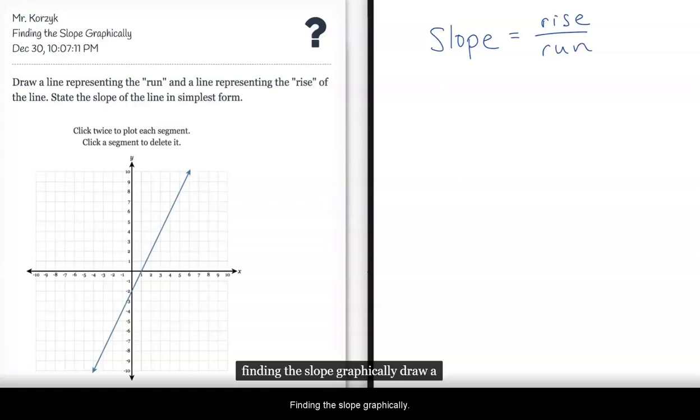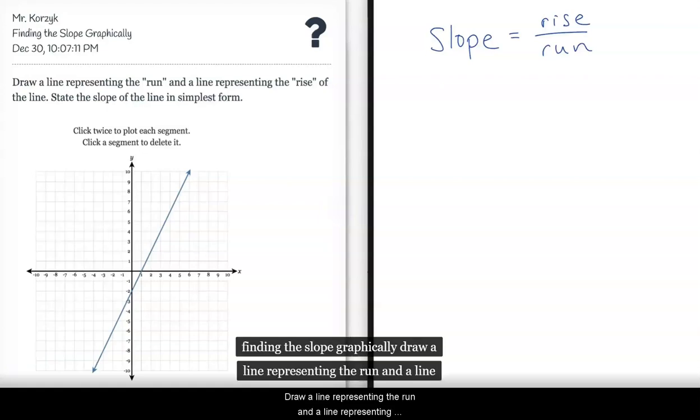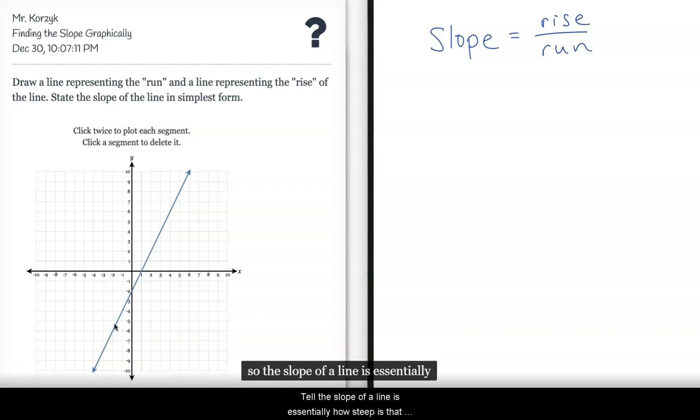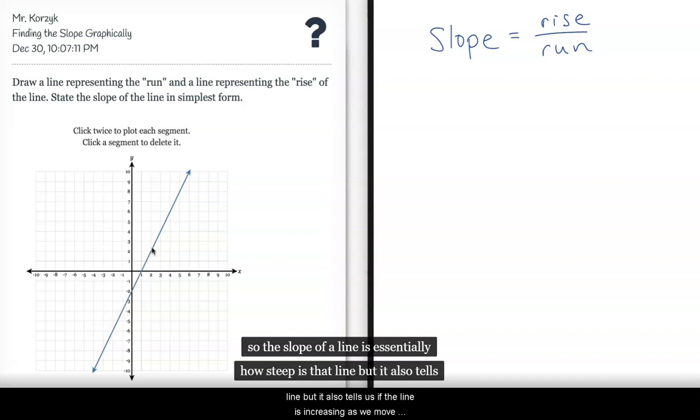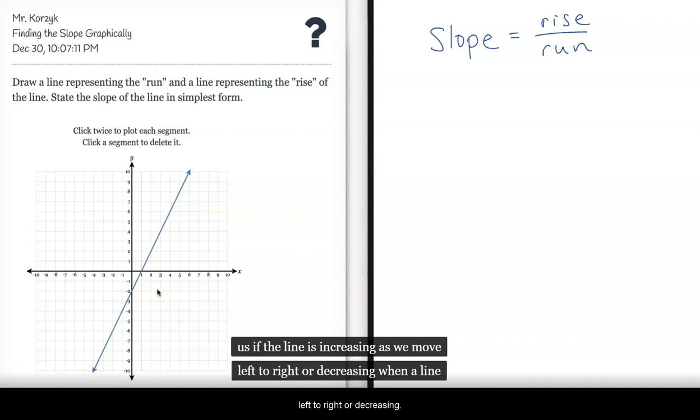Finding the slope graphically. Draw a line representing the run and a line representing the rise of the line. State the slope of the line in simplest form. So the slope of a line is essentially how steep that line is, but it also tells us if the line is increasing as we move left to right or decreasing. When a line is increasing, we say it has a positive slope.